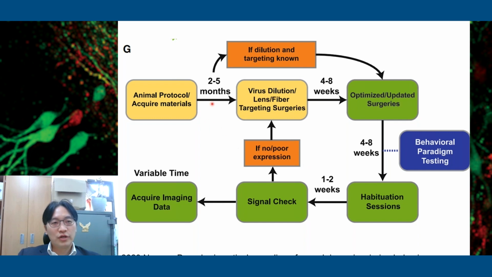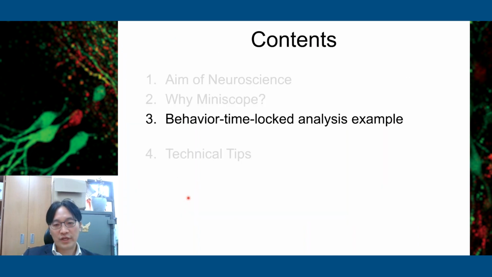So you develop your animal protocols or materials, and you inject the virus and implant your lens and fibers, and you optimize it, and then you record your signal and you check the signal. If it's not appropriate, you go back and you optimize your virus dilution or the targeting techniques, and go back. So it requires several months to really set up the experiment. And once you set up, then you are good to go to acquire your imaging data. So that's the beginning.